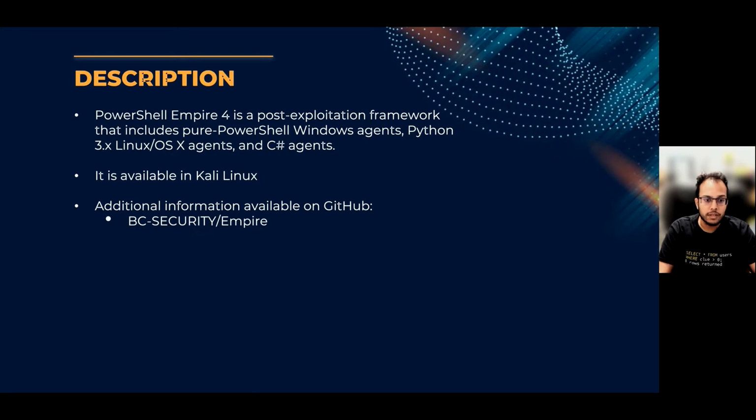The tool is available in Kali Linux, and you can run these agents on Windows, Linux, or OS X. So the tool is remarkably powerful in the sense that you can run it on nearly any type of device, and then you can use the tool to perform your attacks, whether it be in the PowerShell or Python language. For additional information on how to use the tool and what it's all about, you can go to bc-security/empire on GitHub for the entire repo.